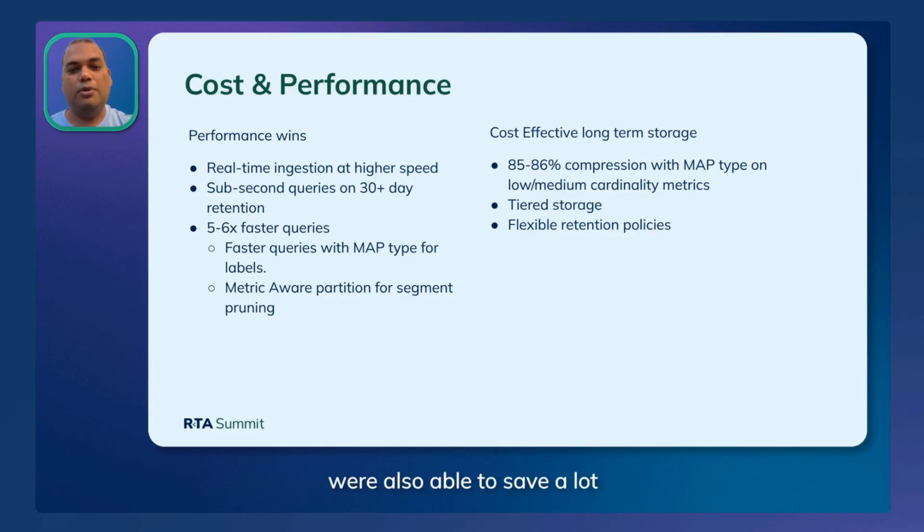We were also able to save a lot of storage. We were able to get 85 to 86% compression with the map type on low to medium cardinality metrics. By integrating tiered storage into the system, we were able to retain data for a longer duration. Because of the capability of retaining the data for longer, and because we have better compression, we were able to define flexible retention policies. For example, for some of the metrics the retention was more than 30 days, and for some of the metrics it was a week or a day.